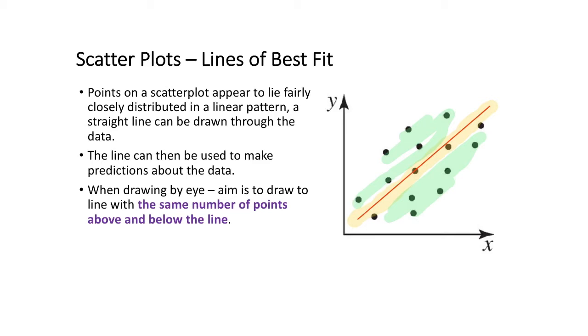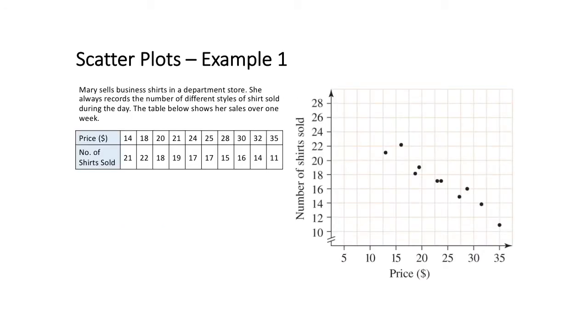So let's have a look at an example of how we can add in a line of best fit into a scatter plot. So we've got our example from our scatter plot construction video based on the number of shirts sold by Mary, given the price they sell for. So we can go ahead and add in our line of best fit. And when we do that, we want to make sure that it's going through the middle of our data set. And our data set is sloping downwards. So it is going to be a negative line that we're going to be adding in.